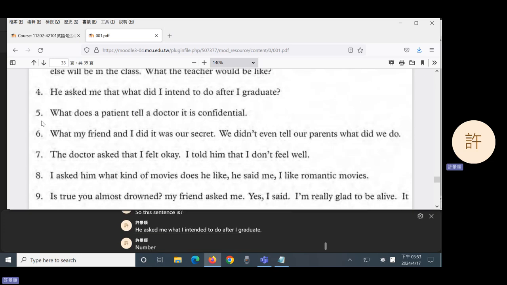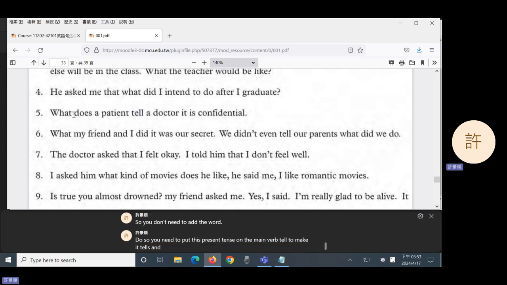Number five, what a patient tells a doctor is confidential. Confidential means secret, 保密的. So again, this is an indirect question. So you don't need to add the word do. So you need to put this present tense on the main verb tell to make it tells.